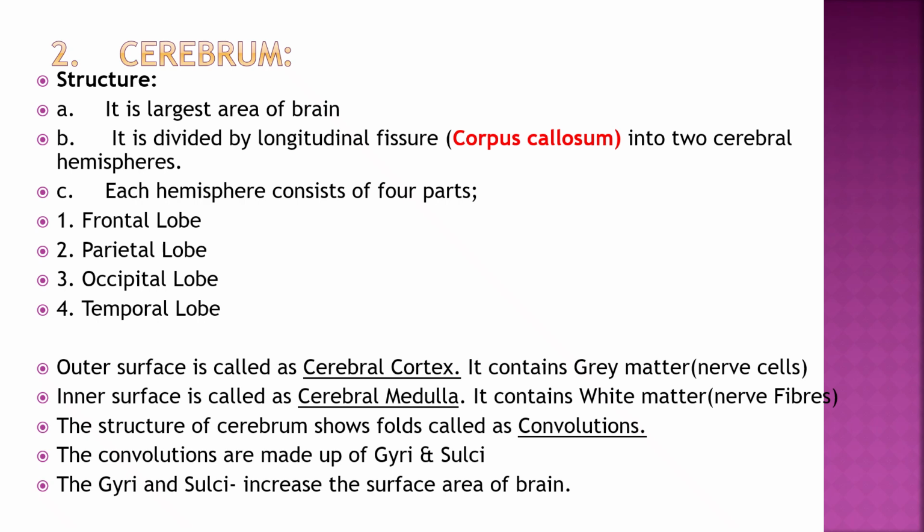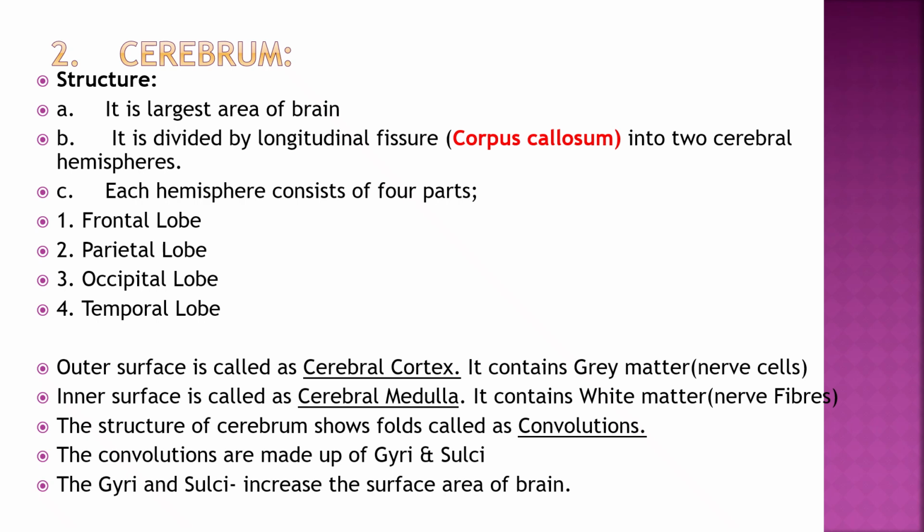Each hemisphere consists of four parts. First the frontal lobe, second the parietal lobe, third the occipital lobe and fourth the temporal lobe. The outer surface of the cerebrum is called the cerebral cortex, and it contains grey matter which consists of nerve cells, that is neurons, and the inner surface is called the cerebral medulla. It contains white matter, that is nerve fibers.